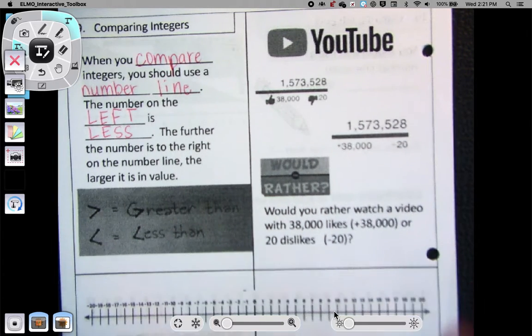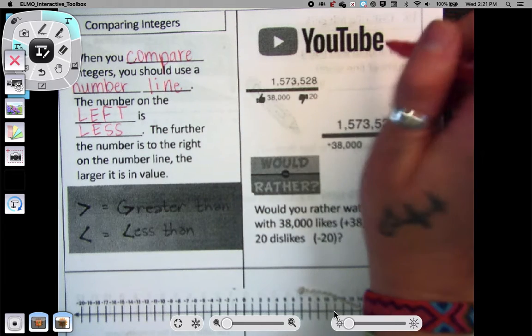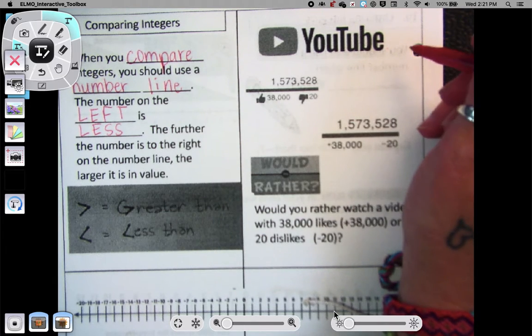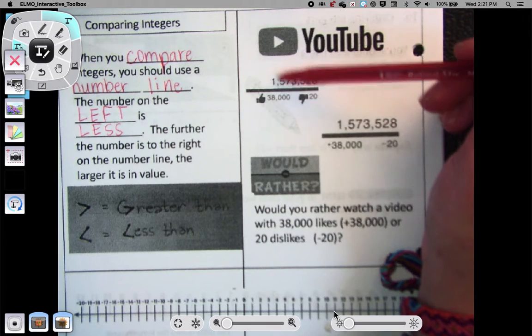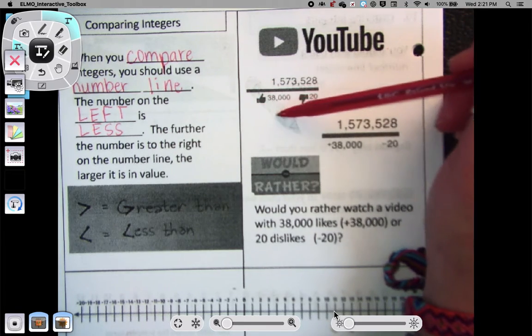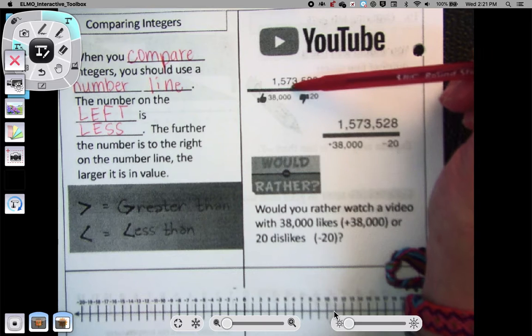And also in the teaching video, Mr. J referred to using temperature when comparing integers. But don't forget, when we were introduced to integers and watched the math club video, the kids there were talking about, would you rather watch a video with 38,000 likes or 20 dislikes?